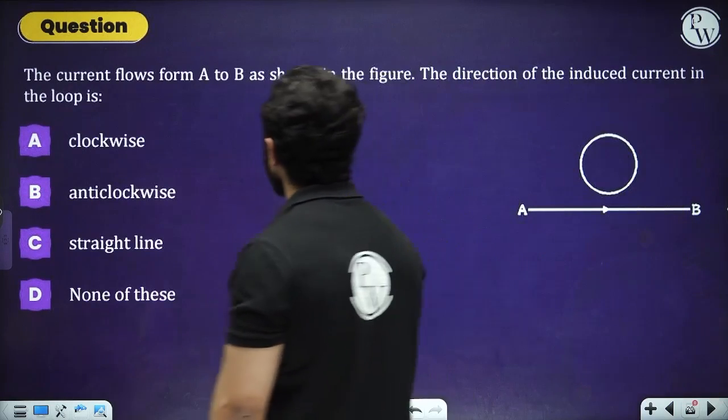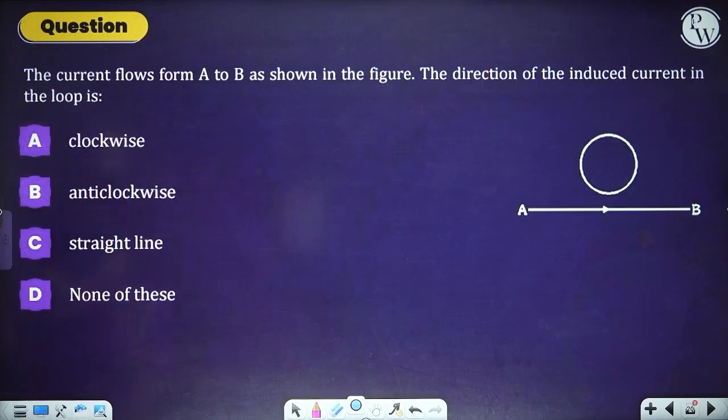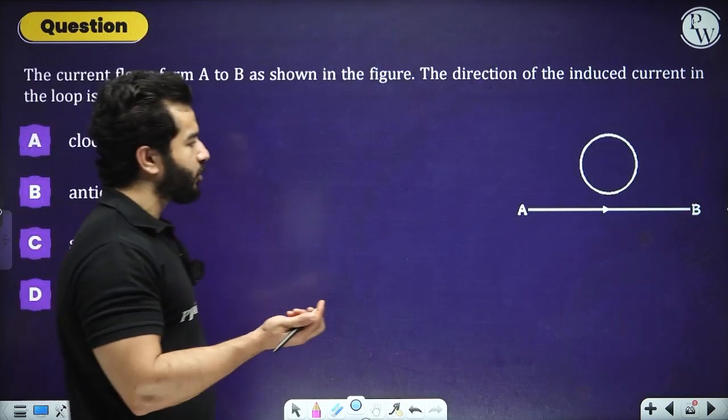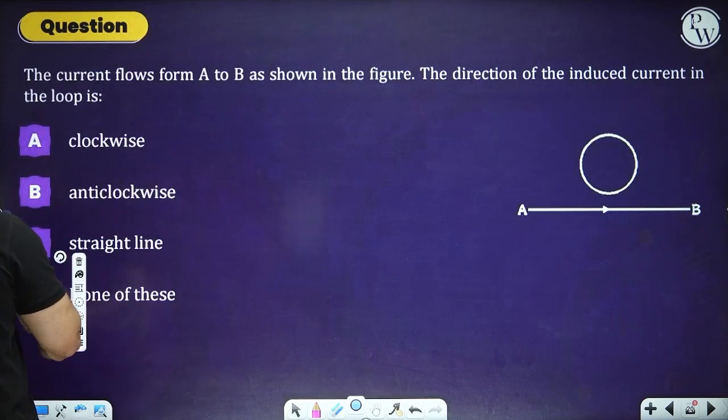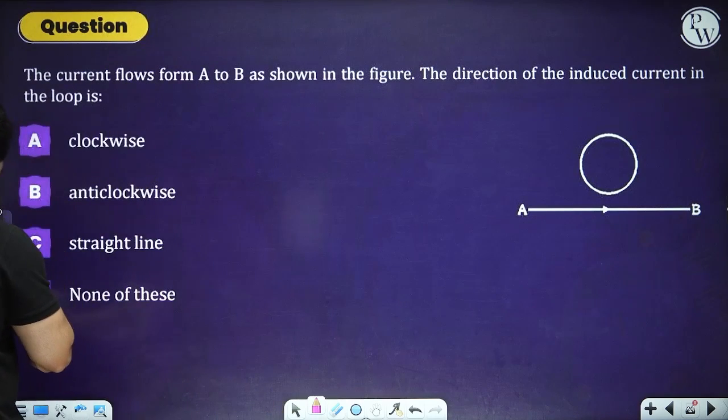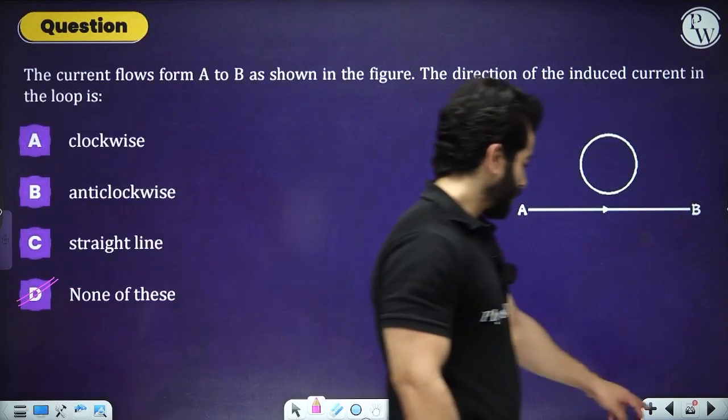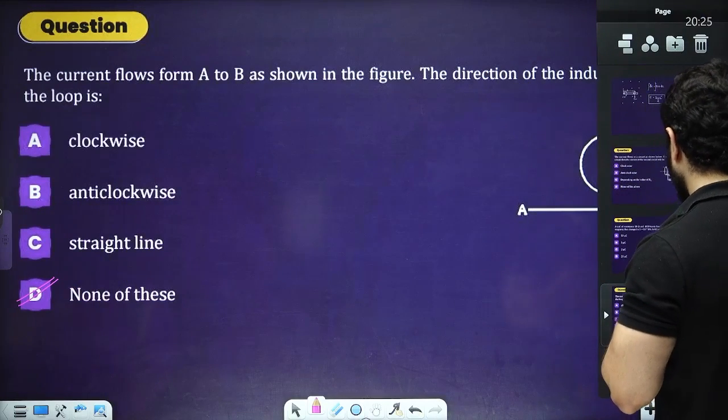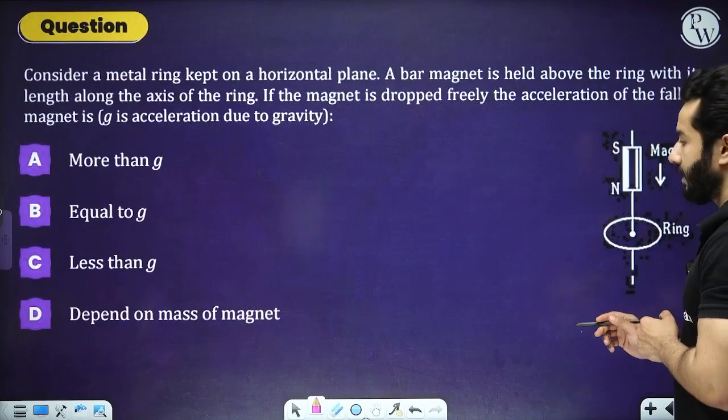The current flows from A to B as shown in the figure. We have to find out the direction of the induced current in the loop. All right. So current flows like this, and we have to find out the direction. So okay, let's do it. What would it be? The current is actually not changing. So if current is constant, that means the magnetic field is not going to change. So it should be none of these. If current is constant, then there will be no induced EMF. Okay, moving on.